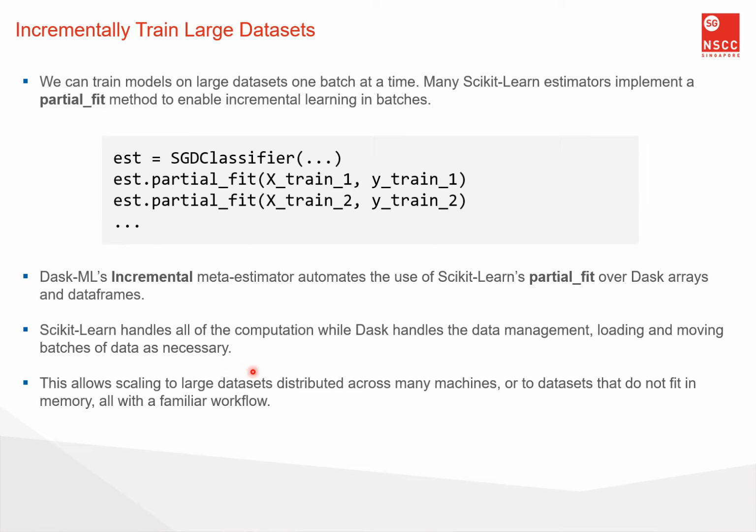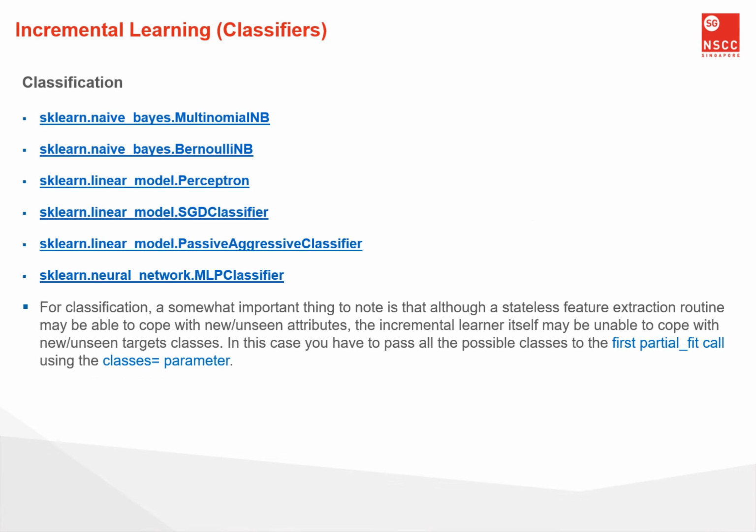So this allows for scaling for large data sets distributed over many machines, or to data sets that do not fit within the memory of a single computer, all with a familiar workflow. So it's very similar to what you do with pandas and scikit-learn on a standalone basis. Now, just that with the Dask libraries, we are able to scale it up across multiple machines, a cluster of workstations, instead of just one single machine to run your training operation. So here are a list of classifiers that support incremental learning in the scikit-learn.